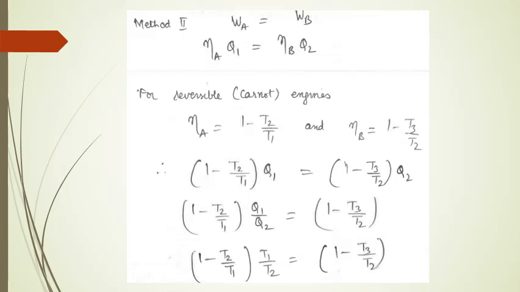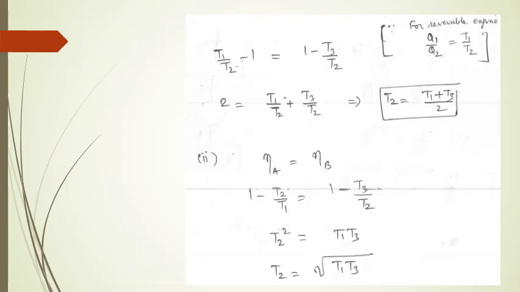Now for reversible or Carnot engines, we can say efficiency can be expressed in terms of temperature. So efficiency of A is equal to 1 minus T2 upon T1 and efficiency of B is equal to 1 minus T3 upon T2. So we substitute these values in the above equation and we get both sides in terms of temperature. If we simplify these, we get the same result, that is T2 is equal to (T1 plus T3) upon 2.